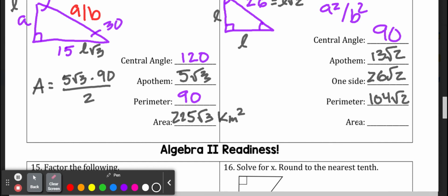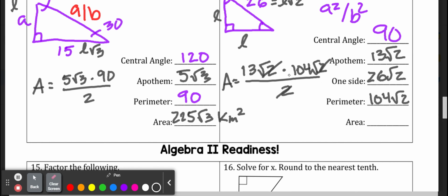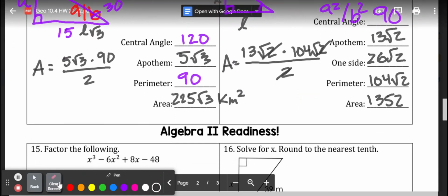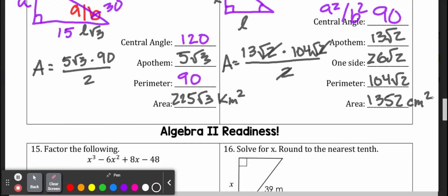And then the area is perimeter times apothem. So we're going to do area equals 13 rad 2 times 104 rad 2 divided by 2. Now, rad 2 times rad 2 is 2, and then divided by 2, so all those cancel out. So just do 13 times 104, which gives me 1,352. Oh man, I keep forgetting the units. Centimeters, that's what it is. Square centimeters. Okay, all right, I'm going to end it there. Thank you.